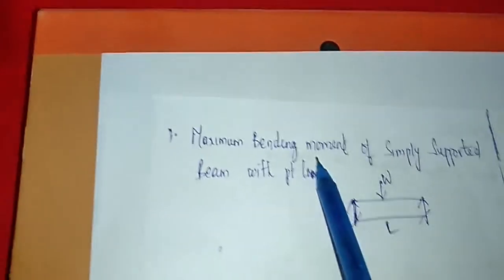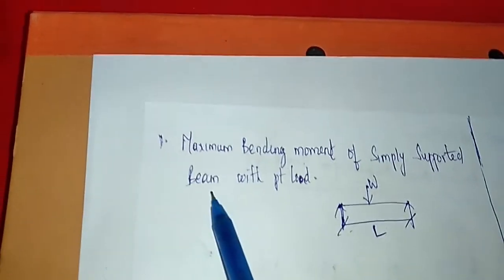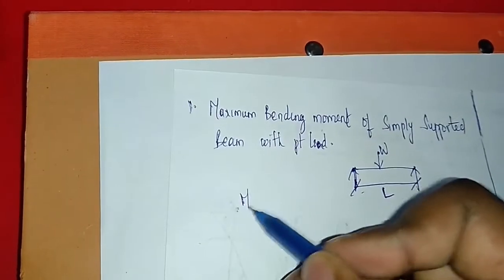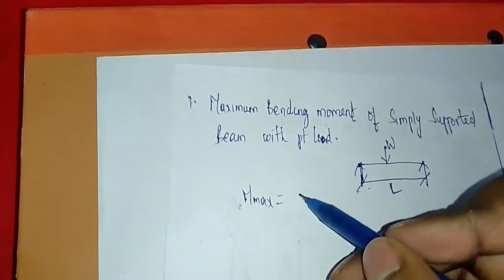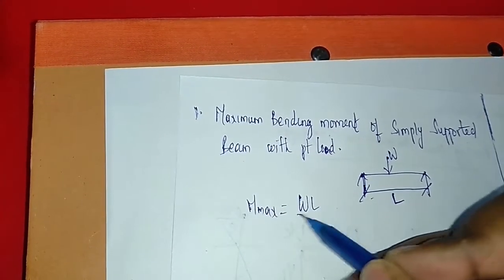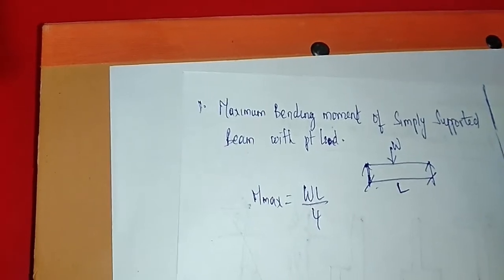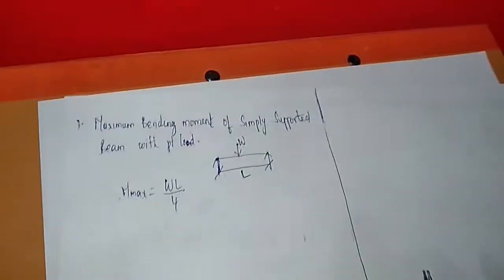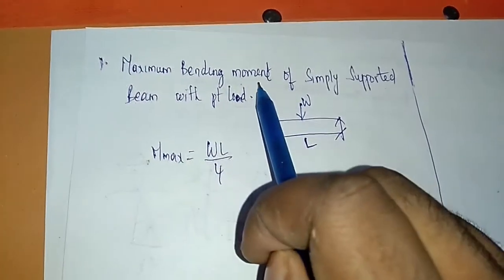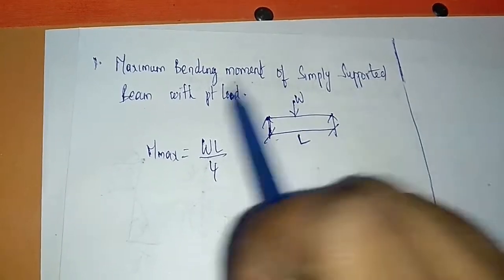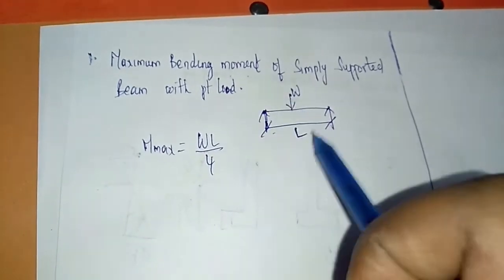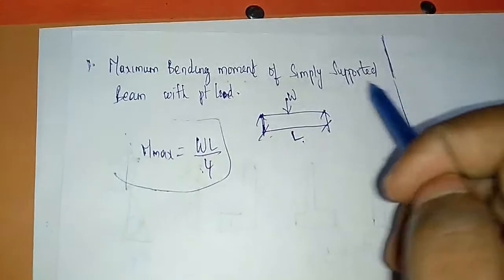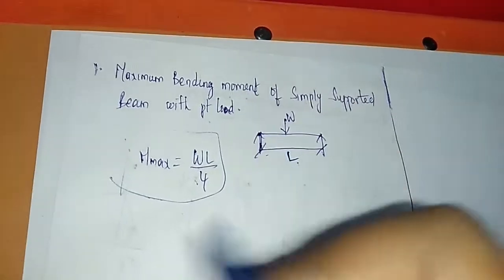So the maximum bending moment of a simply supported beam with point load, if it is a point load, the formula for maximum bending moment is M maximum equal to WL by 4. You understand? So it is WL by 4, okay? This is the formula for maximum bending moment of a simply supported beam with point load.